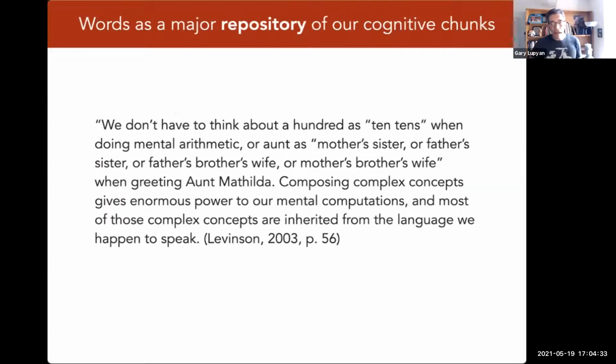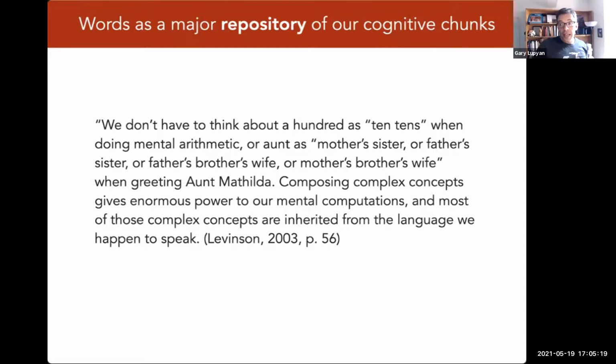Another reason to think that language might matter is, to use an excerpt from Steve Levinson's writing, that language provides us with a lot of our cognitive chunks, right? Even in cases where there's formal equivalence. So 10 tens is the same as 100. But it at least intuitively seems like, isn't it handy to have just a word, a single word, 100, that's reusable, that can be learned as a single item? Or for something like aunt, right, that corresponds to a range of different relations, right? Instead of enumerating them, well, you just have aunt, right?